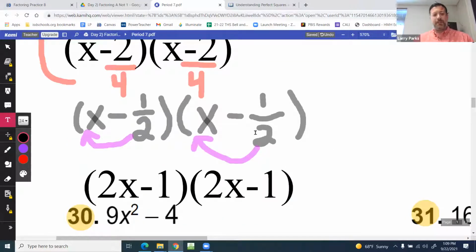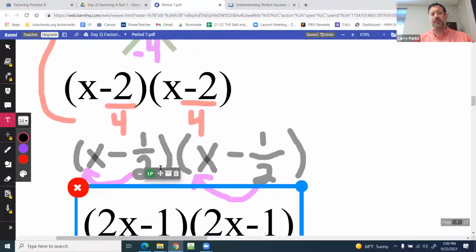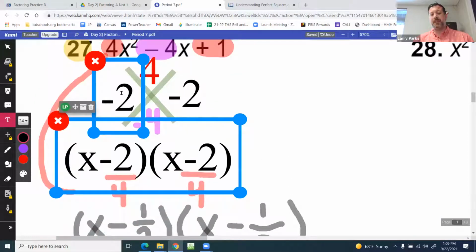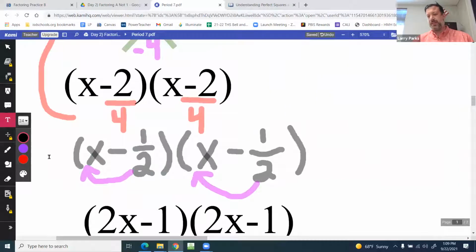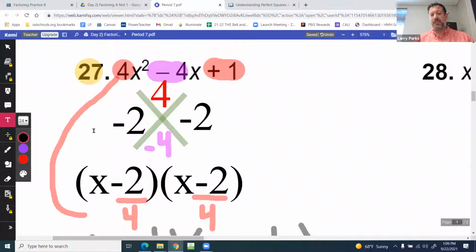Anytime we get the same factor twice, we call that a perfect square trinomial. So these are the same factor and they're the same solution. And I kind of saw this from the beginning. Whenever you get the same number there, you know both the factors are going to be the same. Okay, so this one actually has a shortcut.